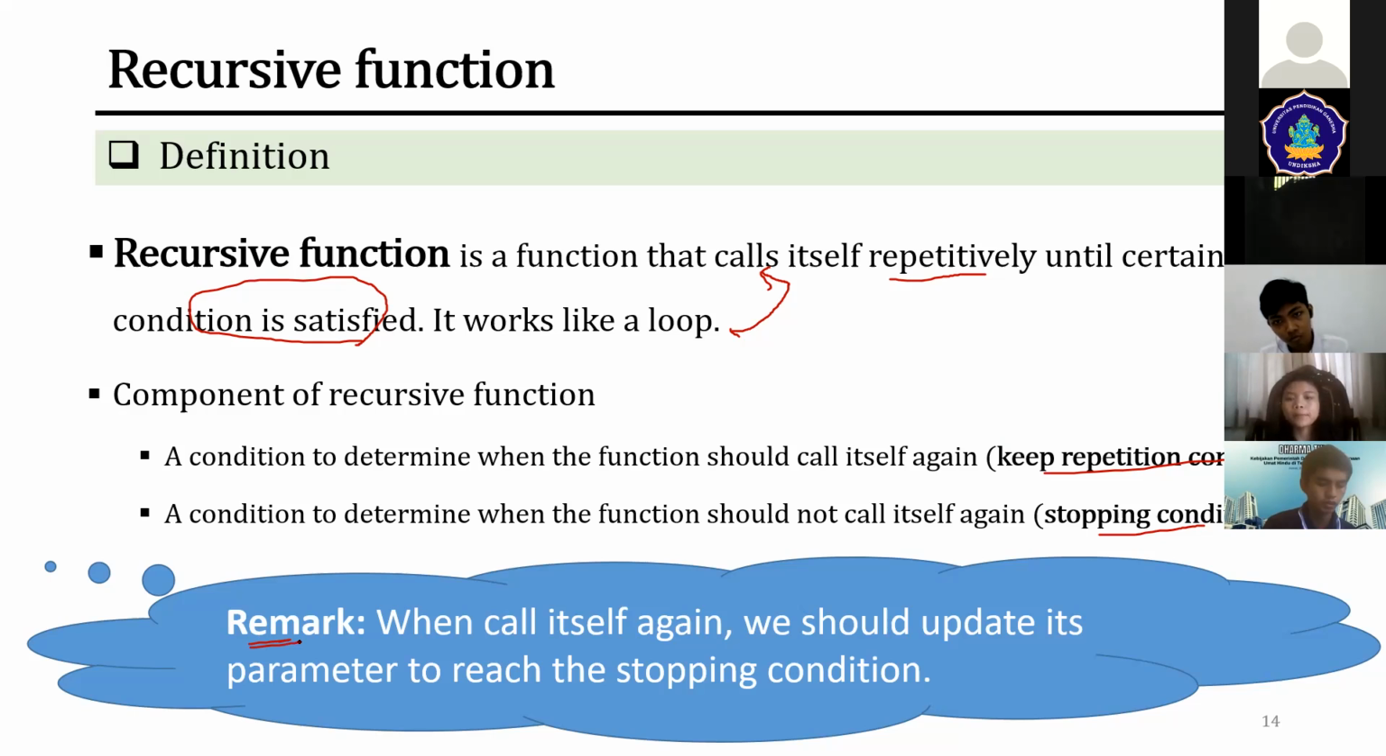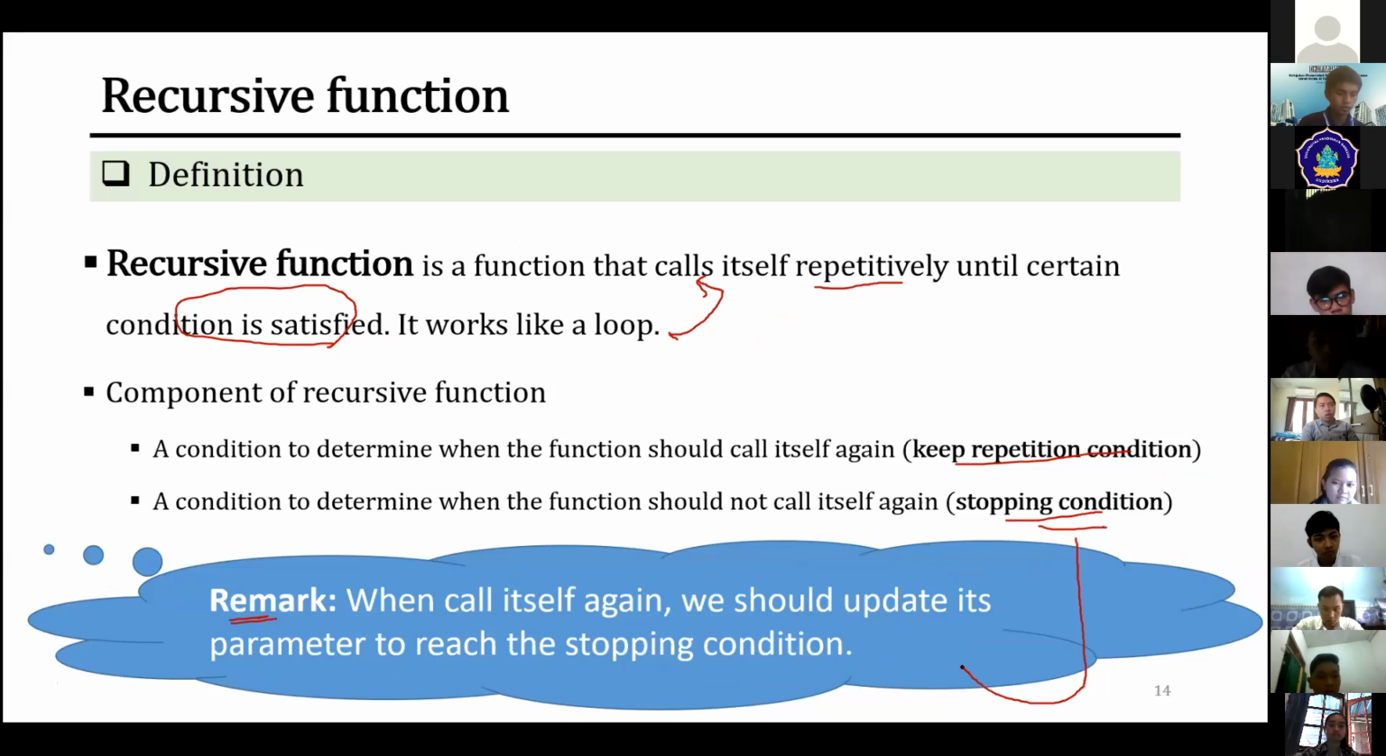And for the recursive function, it works the same. If you don't find the base case properly, the base case being the stopping condition, your recursive function will still call itself again and again. It will not stop until your program crashes or RAM runs out or the battery is low. Okay, it works like an infinite loop.